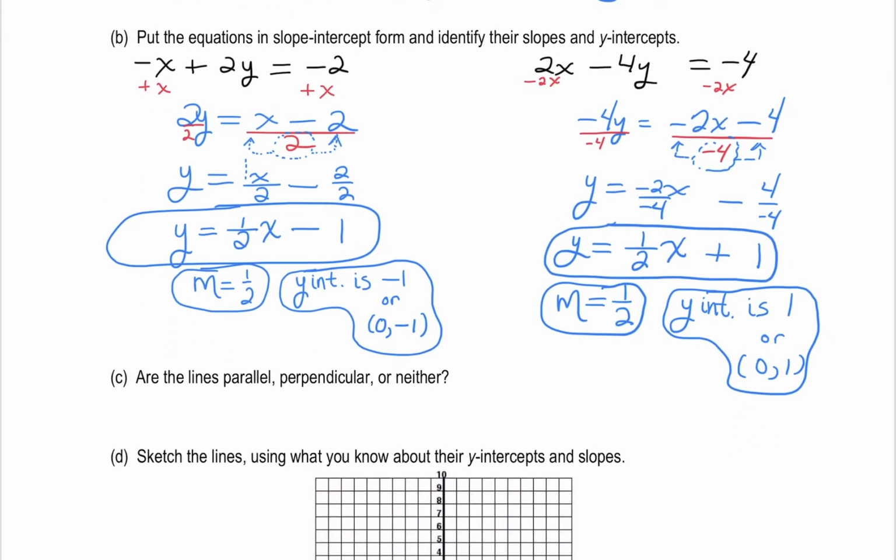Now, the last question here, the second question I should say, is are the lines parallel, perpendicular, or neither? So first of all, let's just observe that these are different lines. One has a y-intercept of 1, one has a y-intercept of -1. So they're different lines, but they do have the same slope. So these two lines are definitely parallel, and of course the reason here is because, from the last section, their slopes are equal.